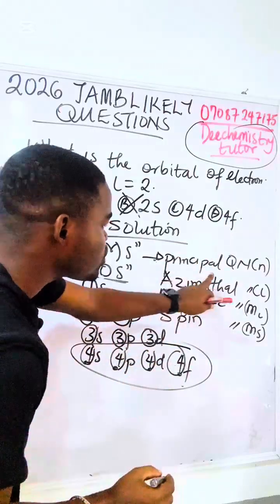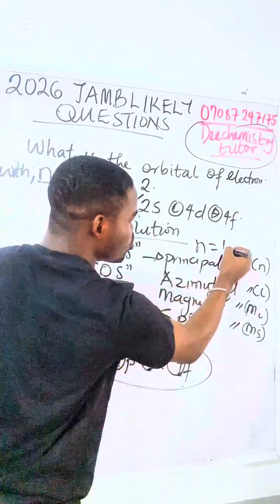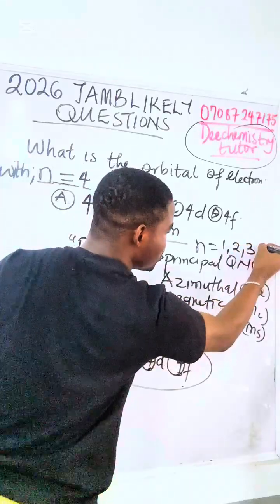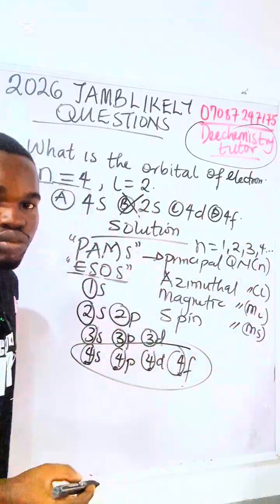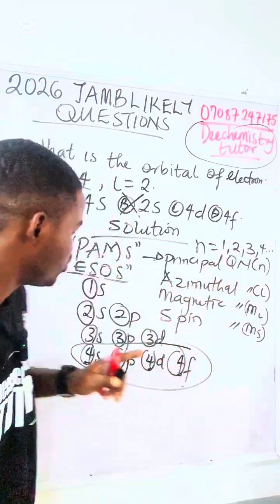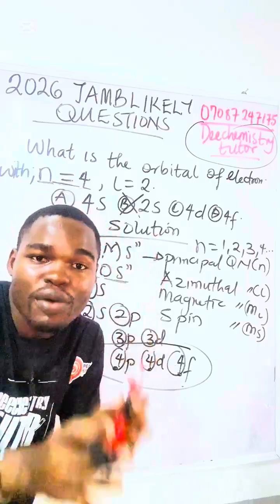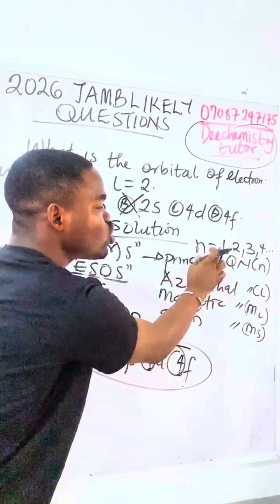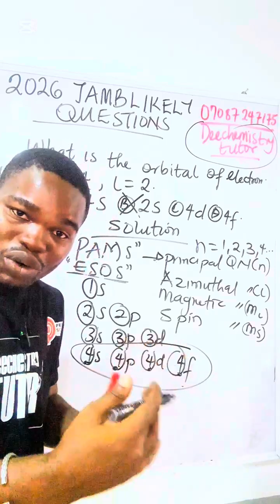Now note that the principal quantum number actually starts from n equals 1. It can be 2, it can be 3, it can be 4, and so on. That's another concept you have to know: n can never be 0. Do you see 0 here? No. The first thing is that n must be 1, and it can be 2, 3, 4, because that is the build-up.